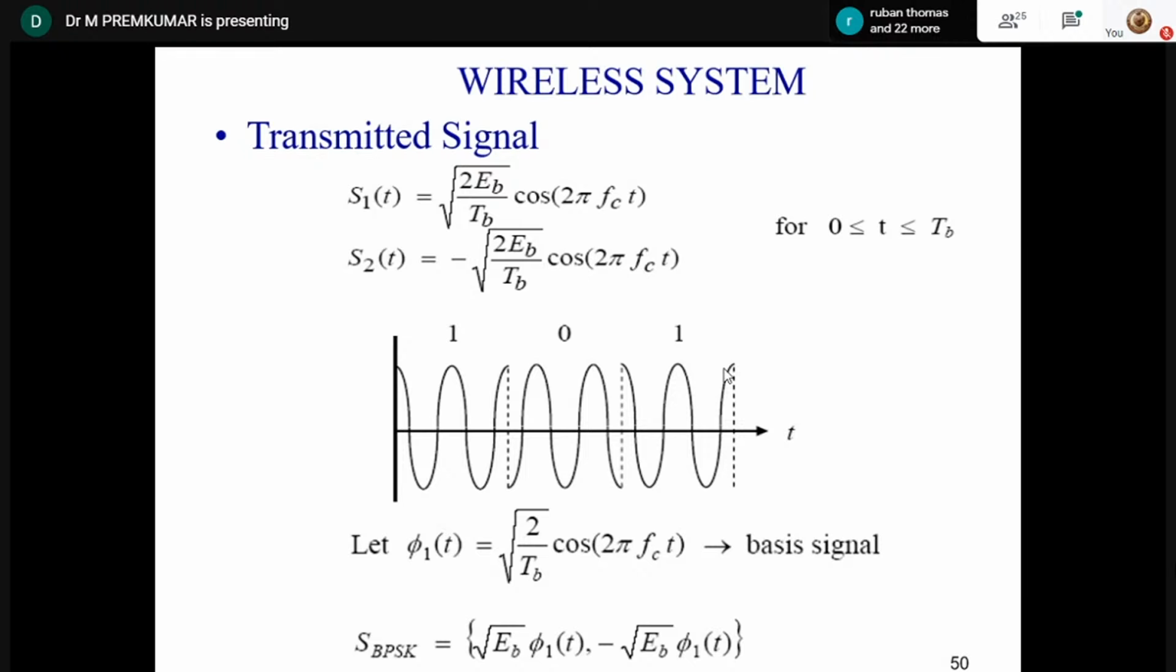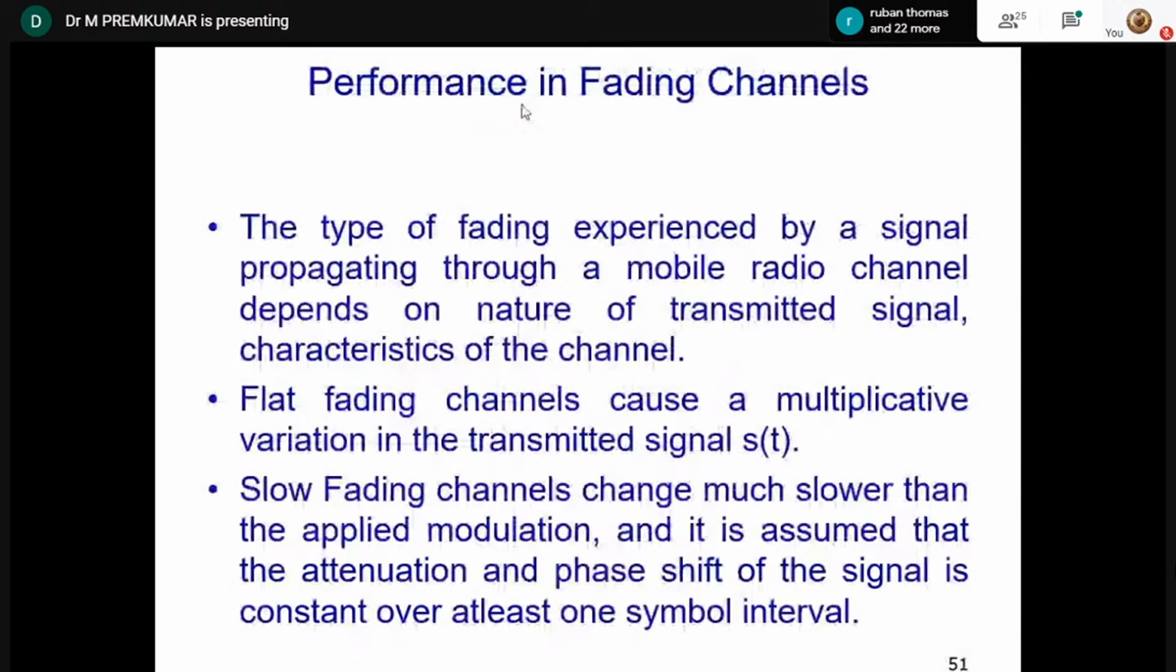The performance of a particular wireless system, such as a mobile radio signal, in a fading channel depends upon the nature of the signal transmitted. As we have seen earlier, flat fading channels involve a multiplicative variation. We can have slow fading channels depending upon the possibilities. With Doppler shift, the attenuation and phase shift get changed.